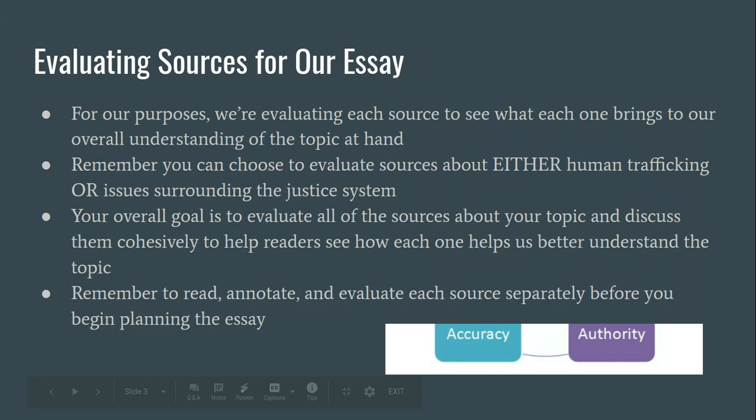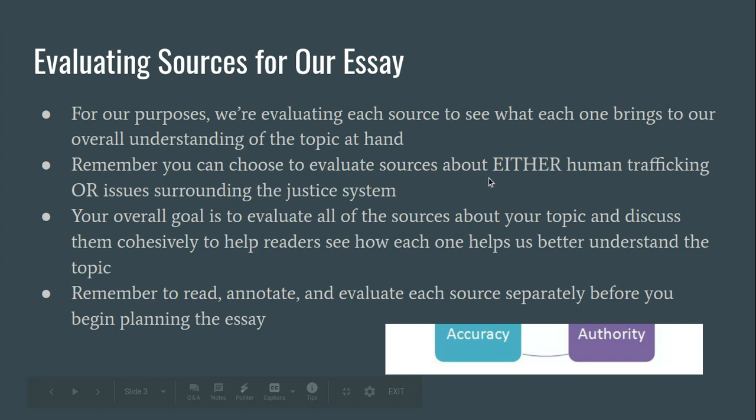So when we're evaluating sources for our essay, remember that we're looking at each source to see what each one brings to our overall understanding of the topic at hand. So we are not saying that one source is good and the other is bad, for instance. Instead, I want you to get a little bit of a more complex evaluation and look at what does this source do with information? How does it present it? What kind of information is being presented? And how do all of those things help us better understand this particular topic?